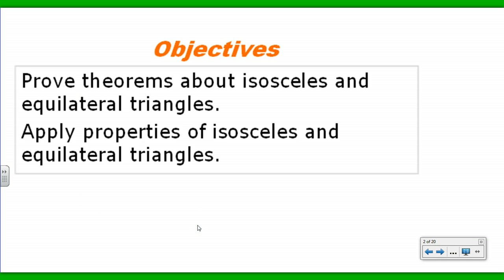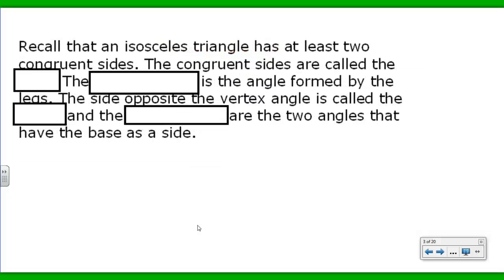Today we're going to prove theorems about isosceles and equilateral triangles and apply properties of isosceles and equilateral triangles. So let's recall that an isosceles triangle has at least 2 congruent sides. The congruent sides are called, that's right, the legs, right? We talked about that 2 days ago.